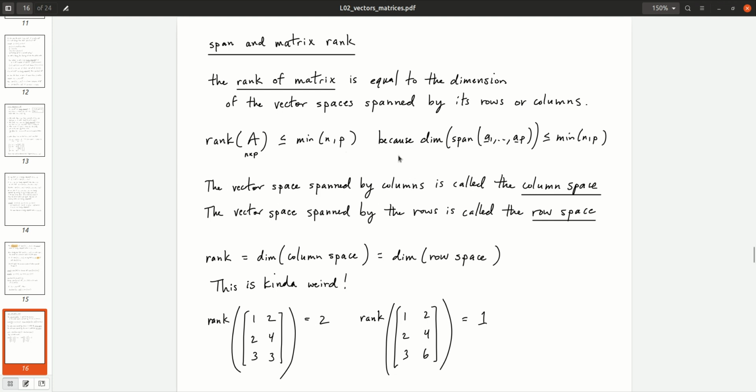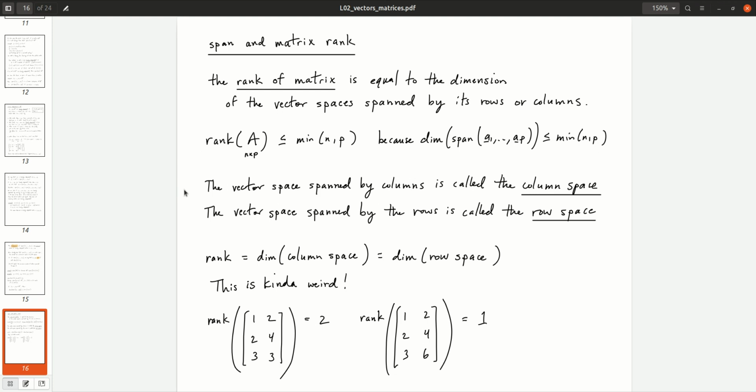The reason for this is that the rank of A is just the dimension of the span of the columns. So if we write the p columns of A as column vector A1 up to column vector AP, take the span of those vectors, and then take the dimension, this is just the dimension of the span of a set of vectors, and we know that that dimension has to be less than or equal to the length of the vectors or the number of vectors. So this is why the rank of A has to be less than or equal to the minimum of the number of rows or number of columns.